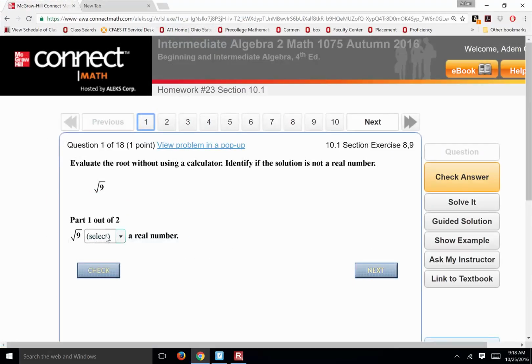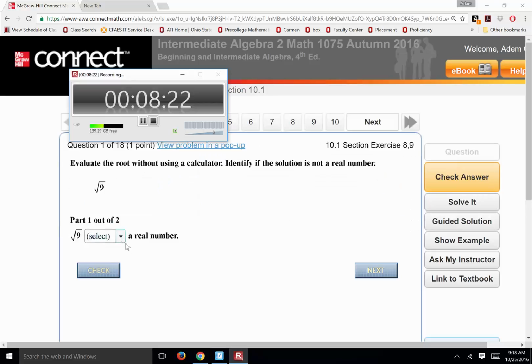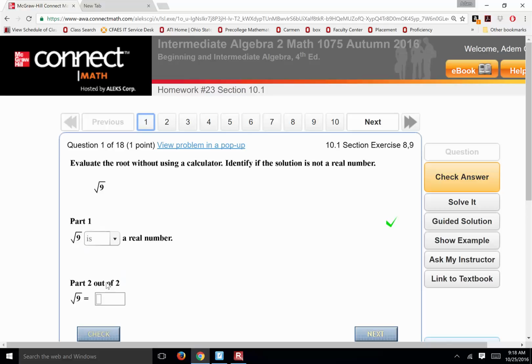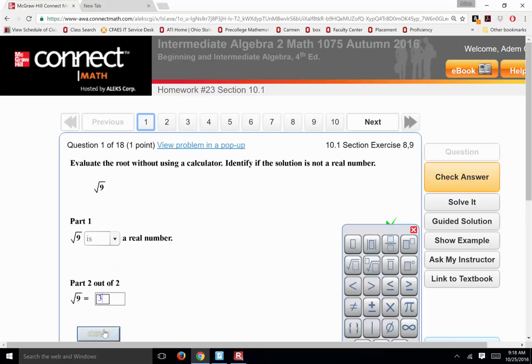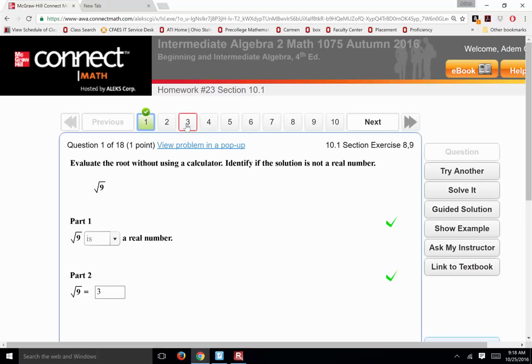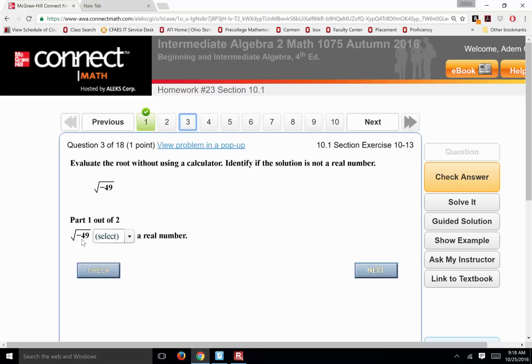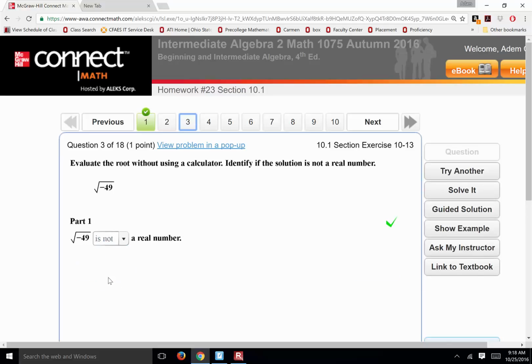Let me show you. First, if you get a number result, yes, it is a real number, and you put down that number, check. But if, like number 3, it has no result, it's not a real number, and you're done actually, because there is no answer here.